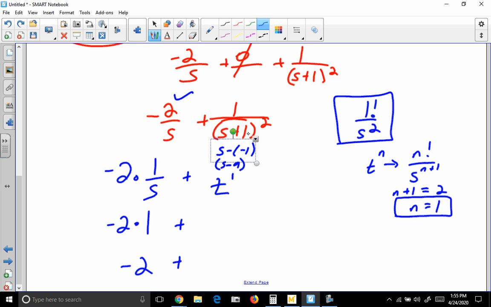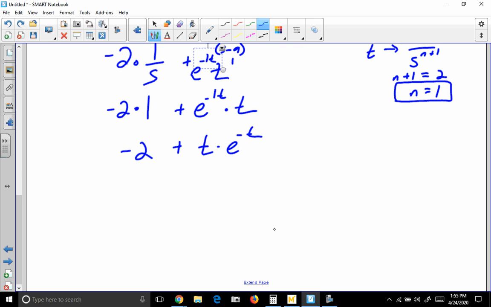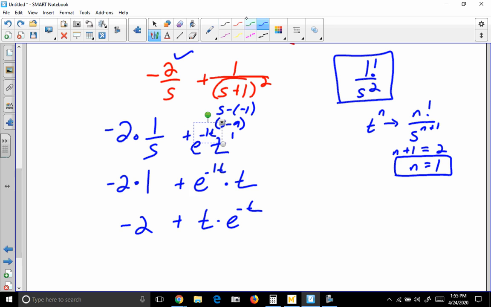Since we have instead of just s, we have s plus 1, we pick up an e to the at. In this case, a is -1. So we have an e to the -1t times t, or sometimes you write that t e to the -t. So that last part was a little confusing, so let's say that again. 1 over s plus 1 squared transforms the same way as 1 over s squared. We just pick up the translation from e to the -t.